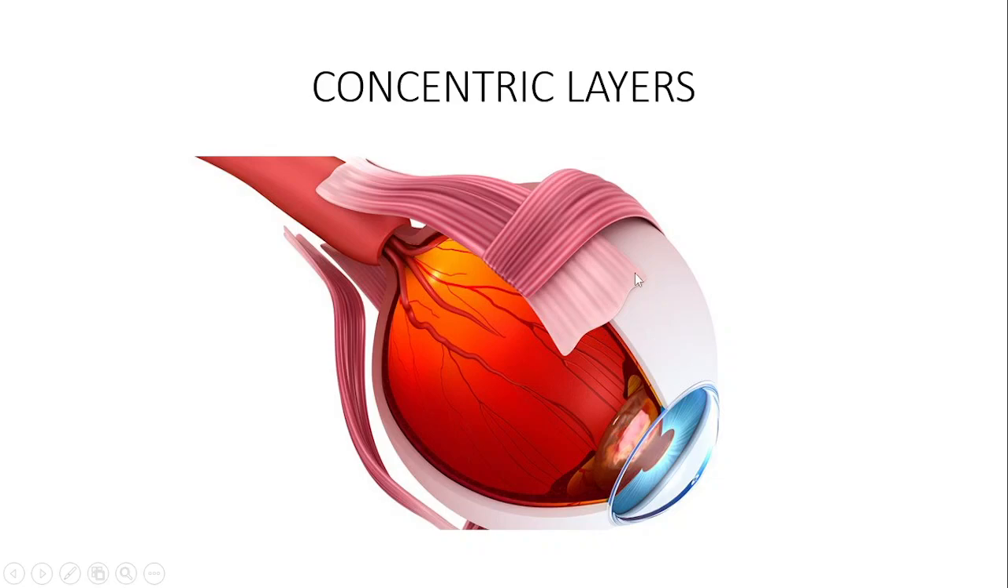Coming back to the concentric layers, as I said, there are three major ones. The most external one being the sclera and the cornea. The inner one is known as the vascularized layer. It's known as the uvea. The uvea, it gives nutrition to the eyeball. And then the inner aspect, concentric layer, is known as the retina. The retina. So the most external portion of the eyeball is known as the sclera and the cornea.